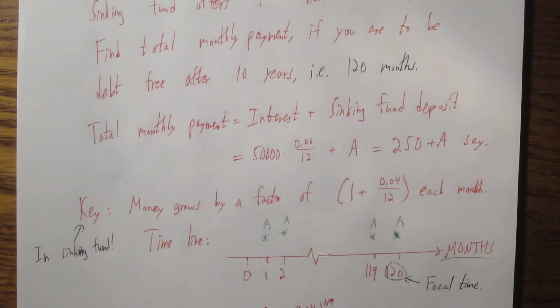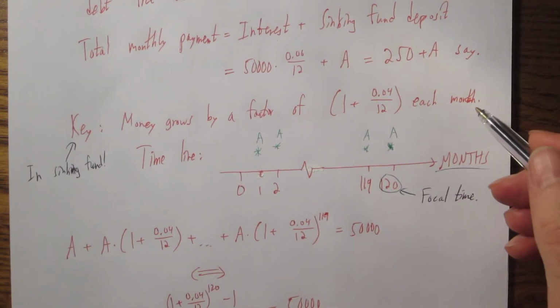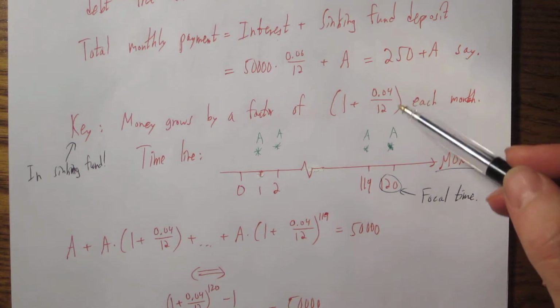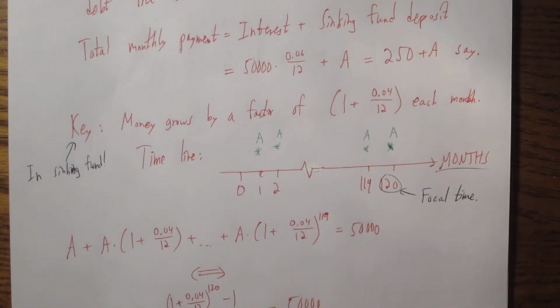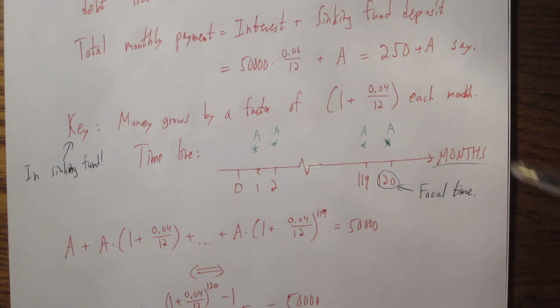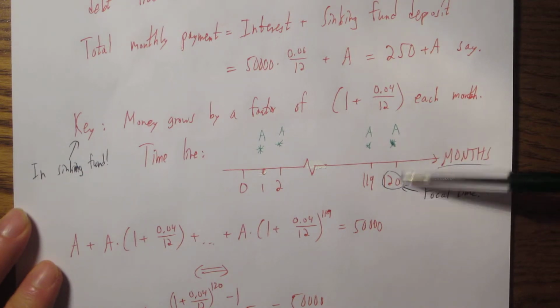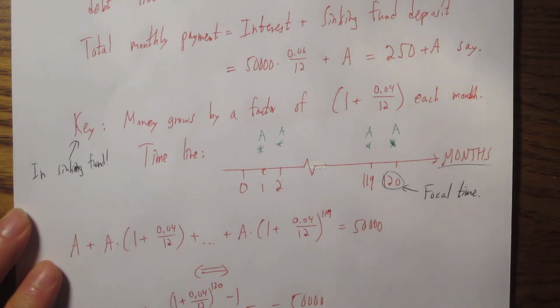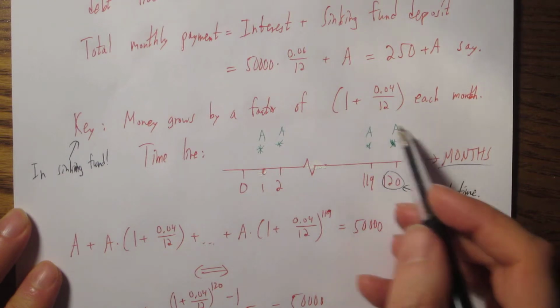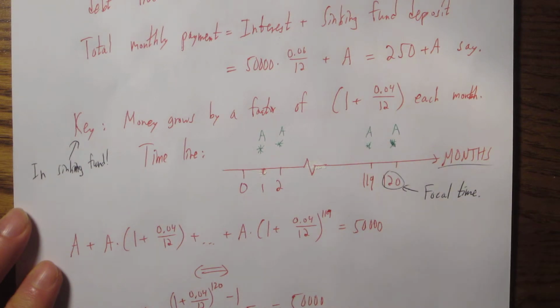Well, as usual, you put two things together. Firstly, the key, namely by what factor does money grow each month? 1 plus 0.04 over 12. And you draw a timeline. So here's the timeline in months. 120 is going to be the focal time, because it is at this point in time that you want to have 50,000. So you want the total value of these A's, the 120 A's here, to be 50,000.